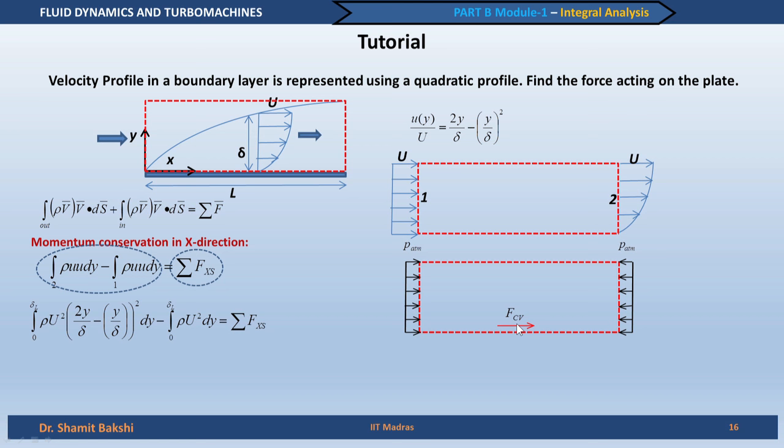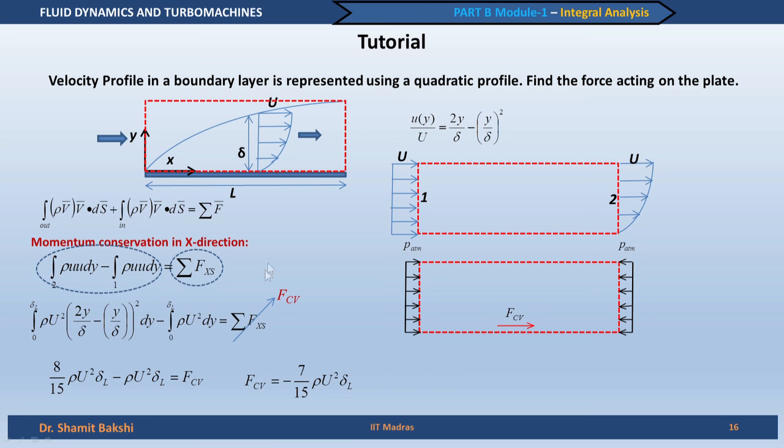So, from the plate side, let us say FCV is the force acting from the plate on the control volume. So, we replace this with just FCV because the pressure forces cancel each other. Now, if you integrate this part, you will get this expression, 8 by 15 rho u square delta L. This is of course very simple to integrate, it is rho u square into delta L, and the right hand side is FCV. So, if you simplify this further, what do you get? You get FCV as minus 7 by 15 rho u square delta L. So, basically this is the force acting on the control volume.